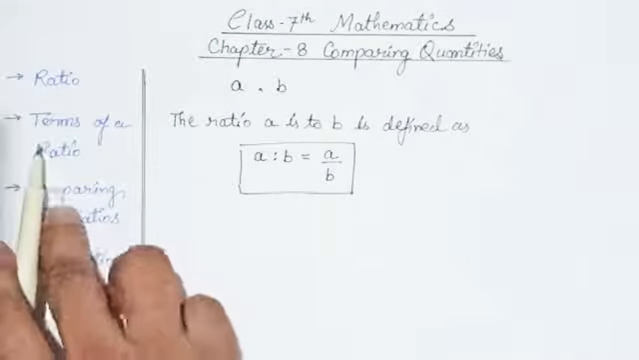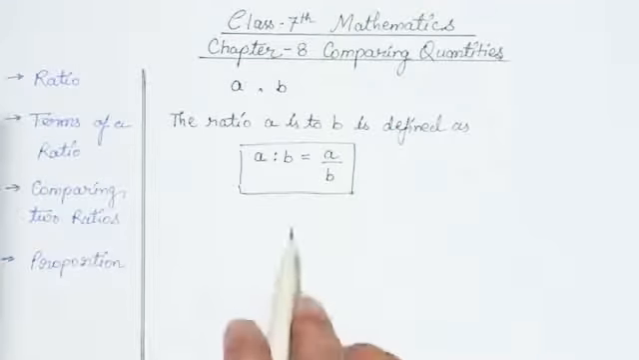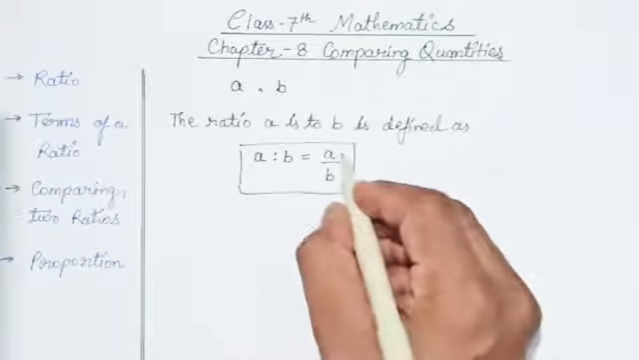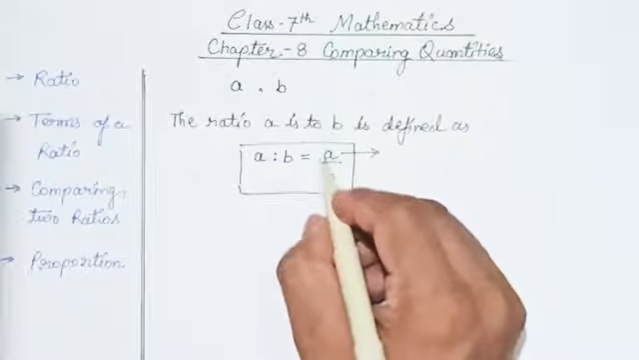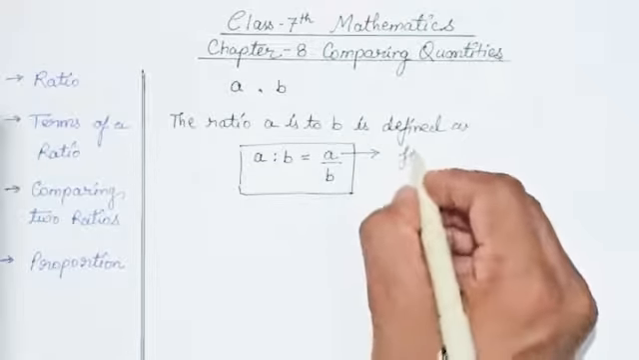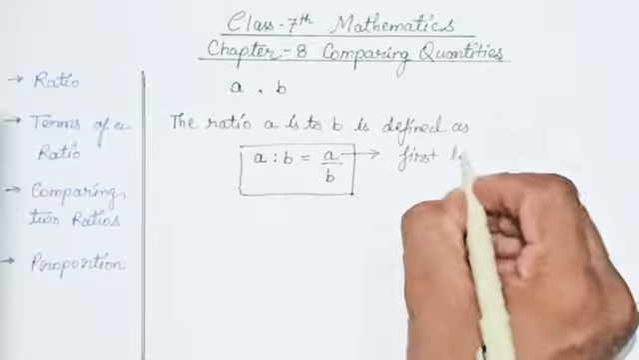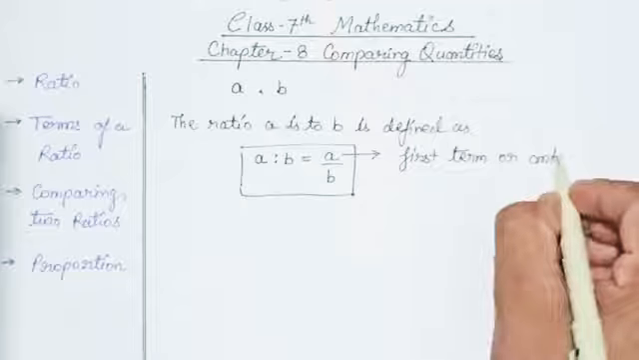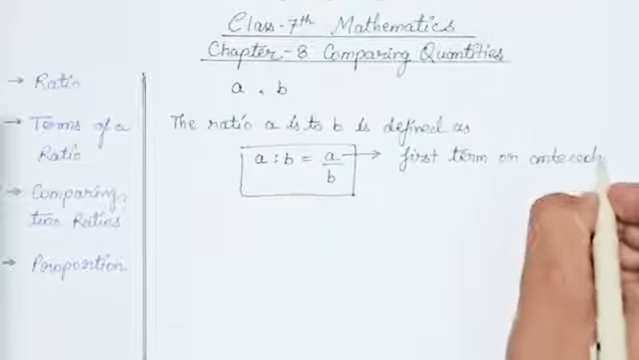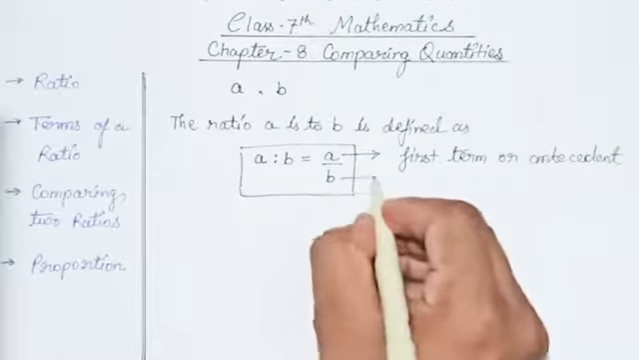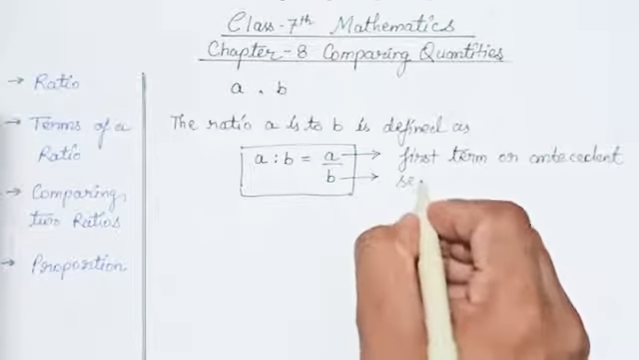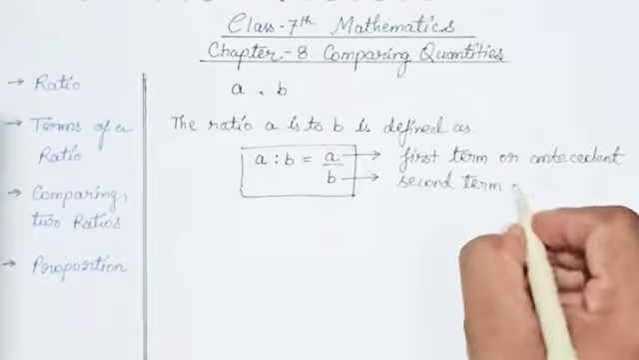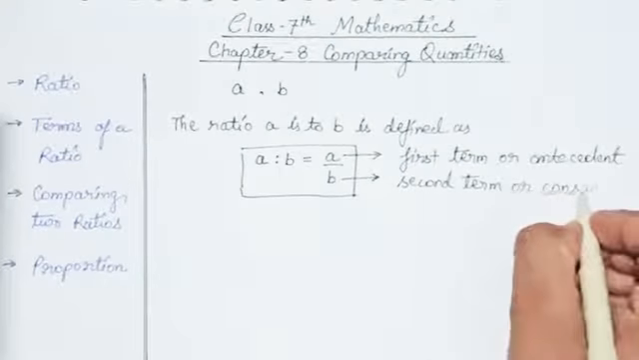Now let us understand terms of a ratio. If we talk about this ratio, that is A is to B, then in this the term A is known as the first term or antecedent, while the term B is known as the second term or consequent.